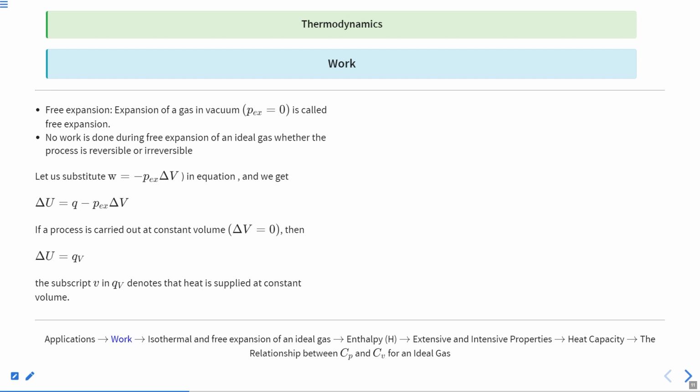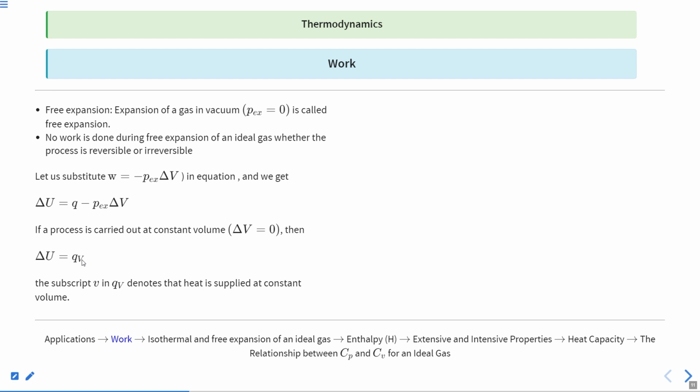Now suppose the process is carried out at constant volume. Now we are looking at different scenarios. The first scenario is that we are doing the work in such a way that there is no volume change. So delta V is equal to 0. So that will give you the final formula delta U is equal to QV. So what does this QV mean? It means that the heat exchange is occurring at constant volume. So Q in subscript we are writing it as V.